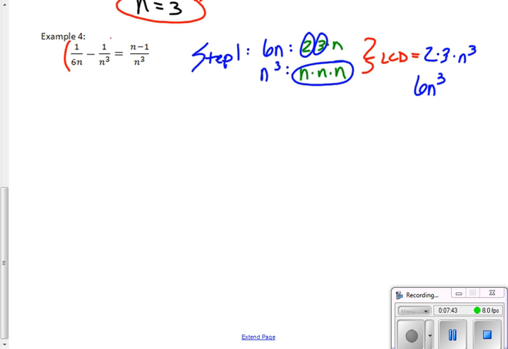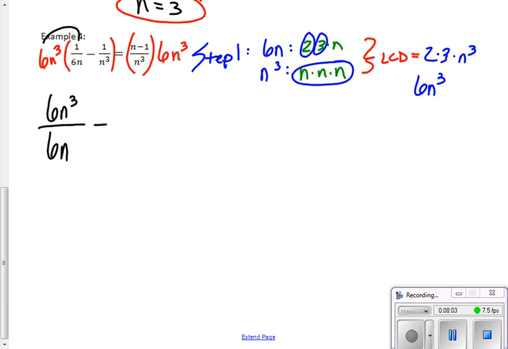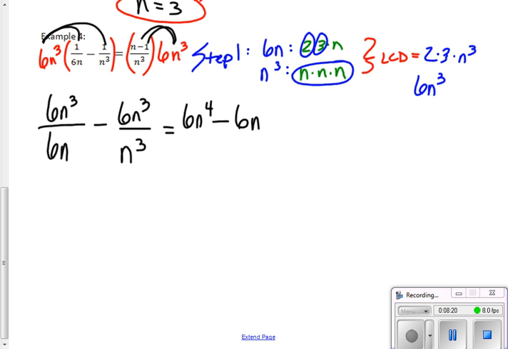So step 2, remember, is to go ahead and multiply everything by your least common denominator. So I'll multiply the left side by 6n cubed, then I'll multiply the right side by 6n cubed. So next thing, you'd go ahead and distribute that into all of your terms there, and we have 6n cubed over 6n minus 6n cubed over n cubed equals, distribute here. When we distribute into that, we have 6n to the 4th, and we have minus 6n cubed all over n cubed.